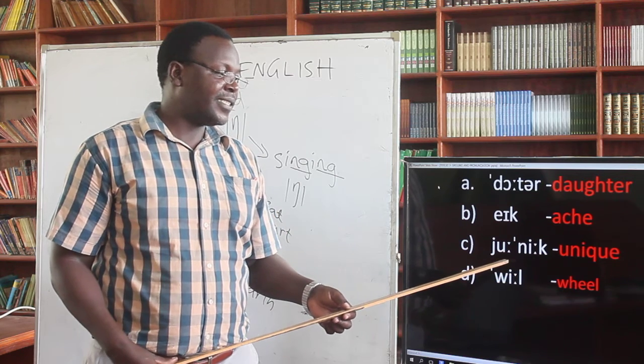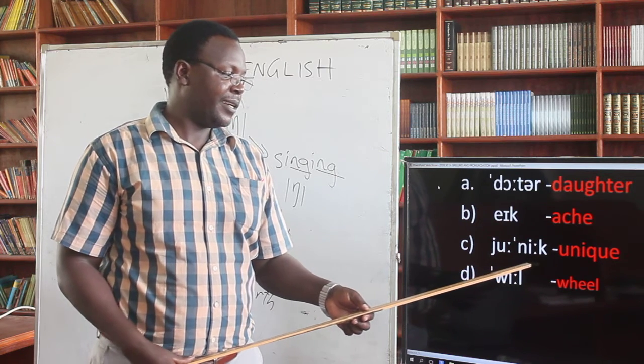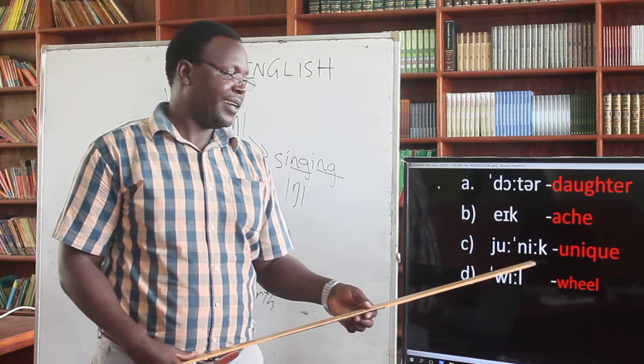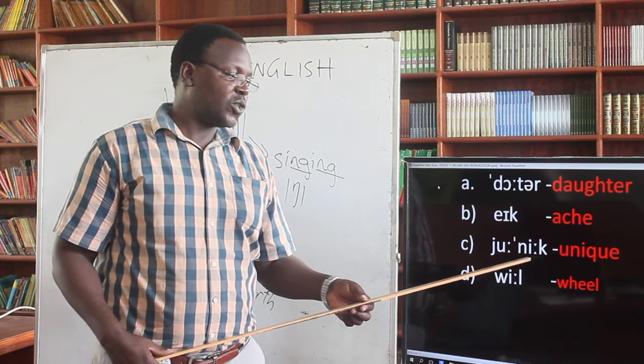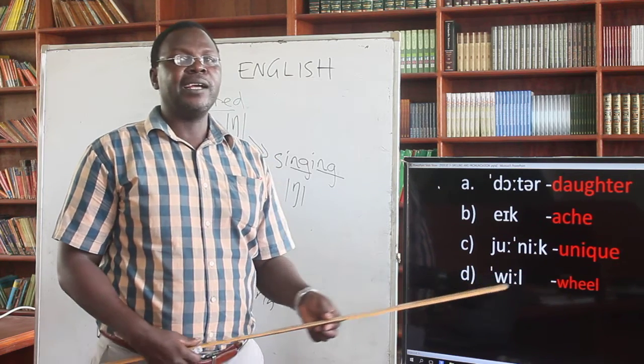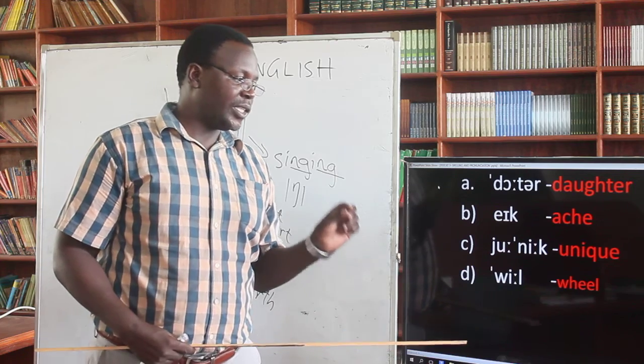The next one is unique. So there is a lengthening of the vowel there. There is also another long vowel there. So you say unique.